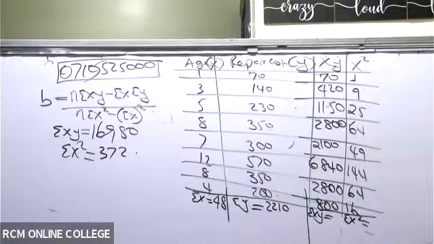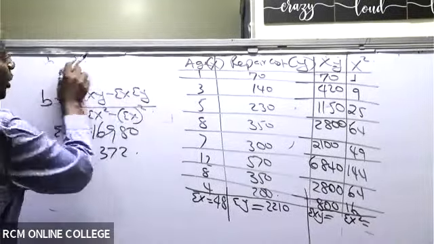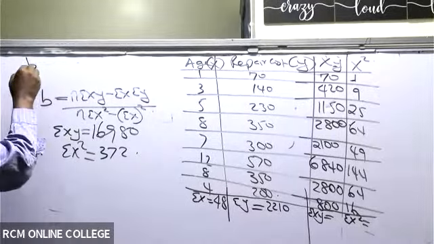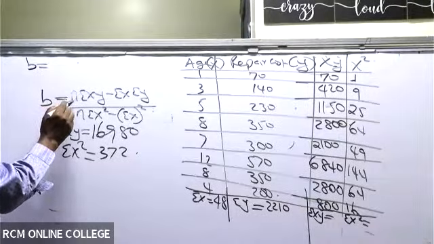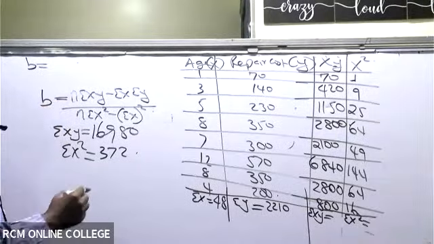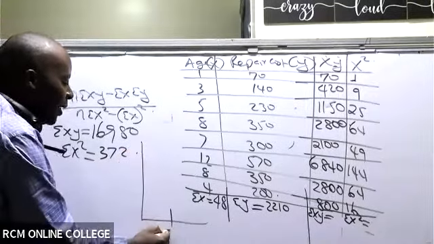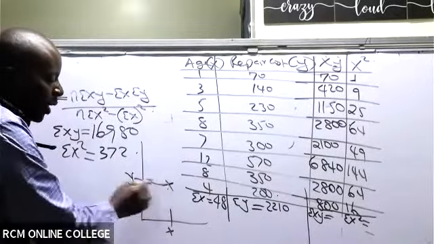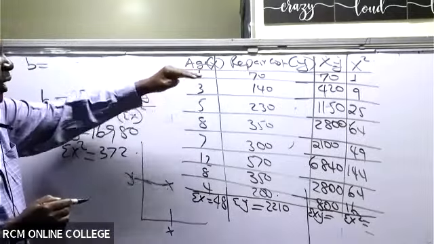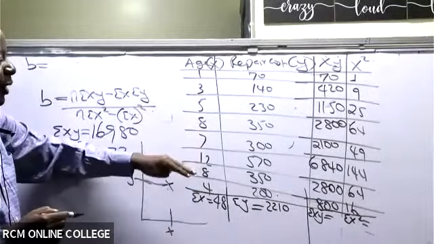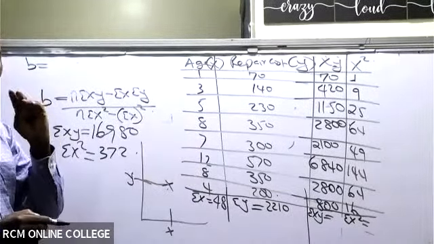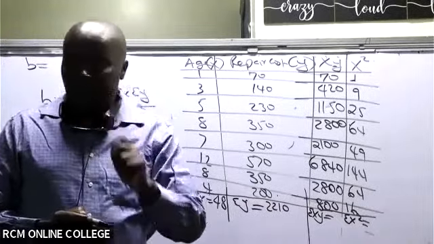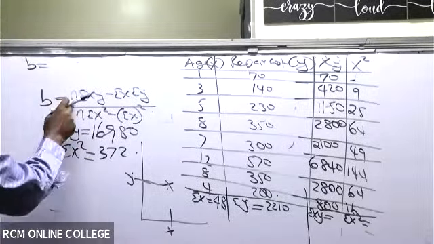So then please go ahead and do proper substitution here. Give me the value of b. To get b, I have n, the number of data points. Remember, a data point on a Cartesian plane is normally defined by x and y. Like now we have data point 1, 2, 3, 4, 5, 6, 7, 8. So our n is 8.